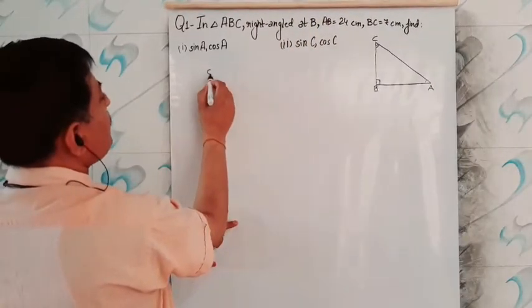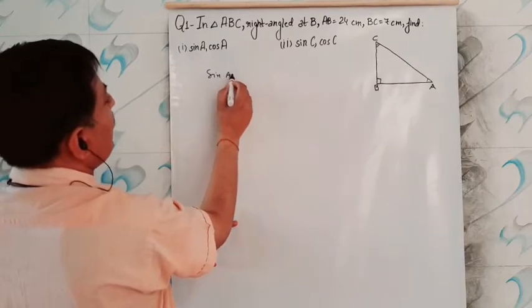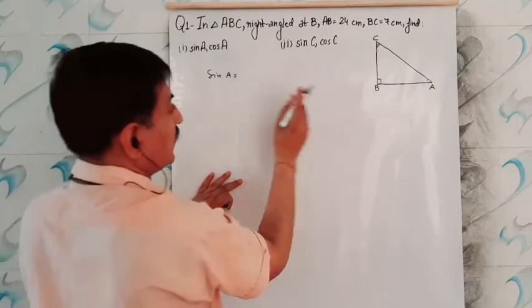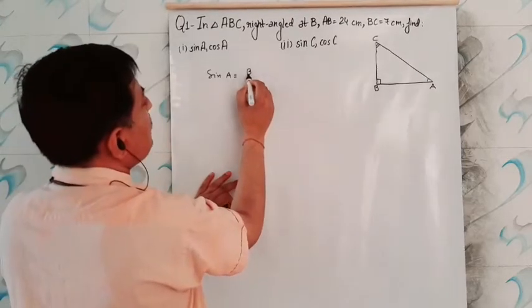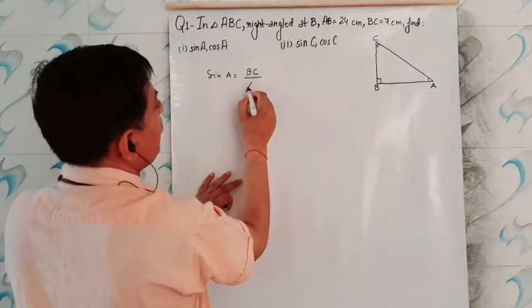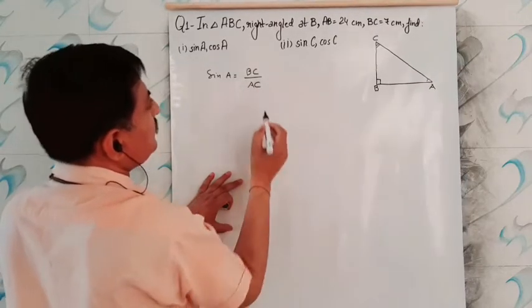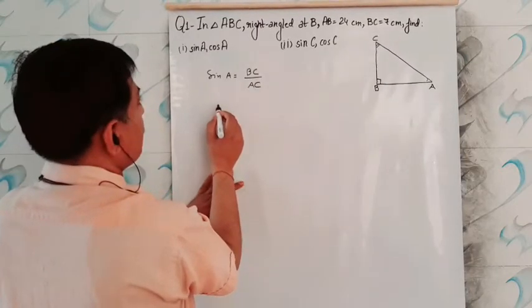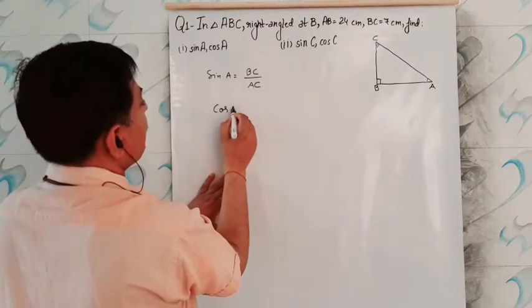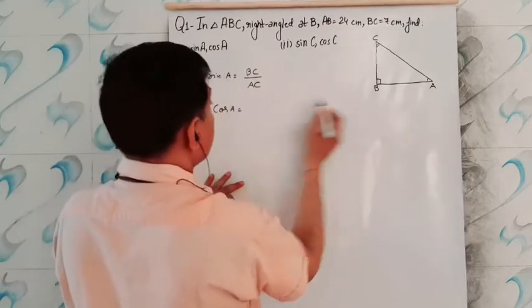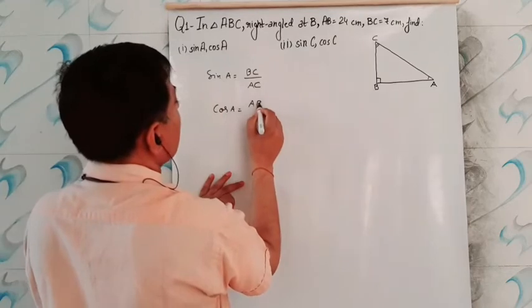So first we have to find sine A. You know that sine A is perpendicular upon hypotenuse, because you are taking angle A, therefore that will be BC upon AC. And cos A will be base upon hypotenuse, AB upon AC.